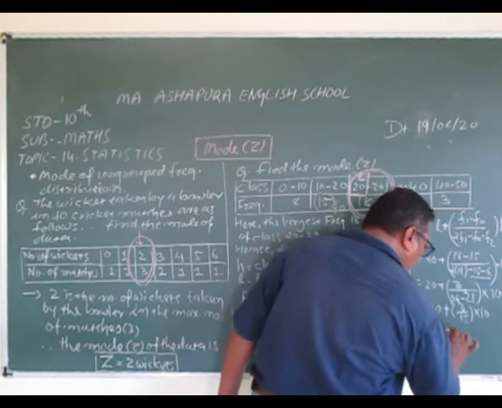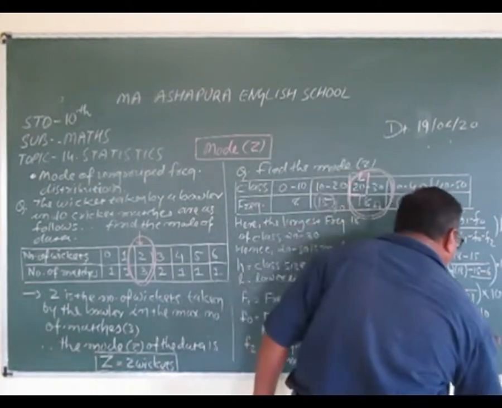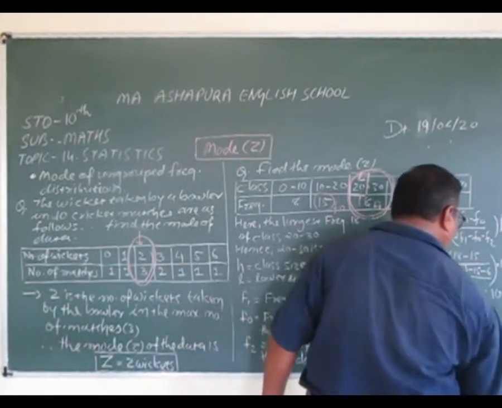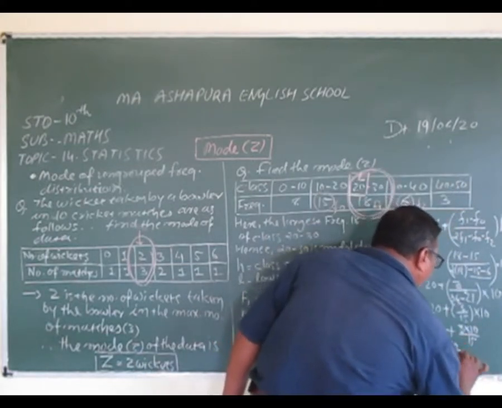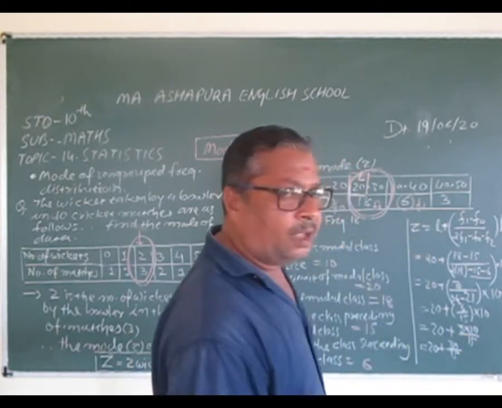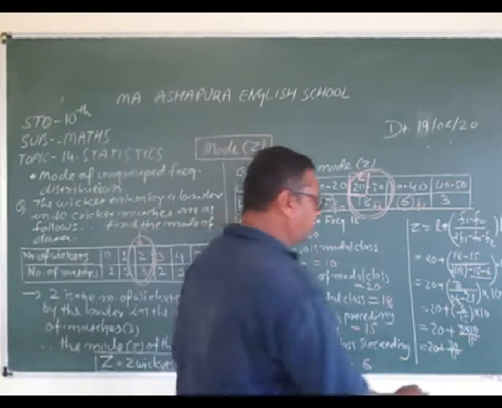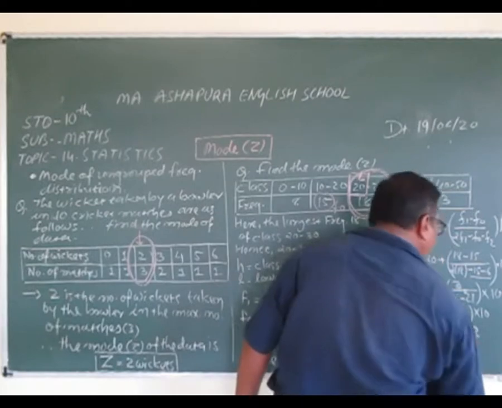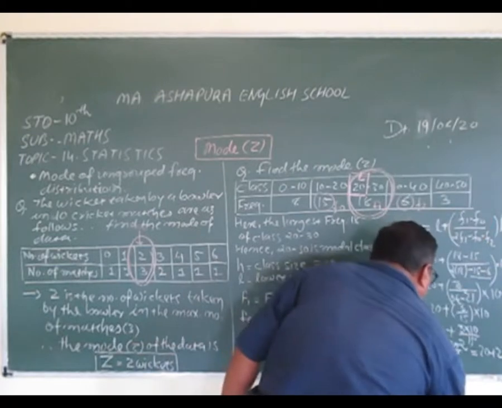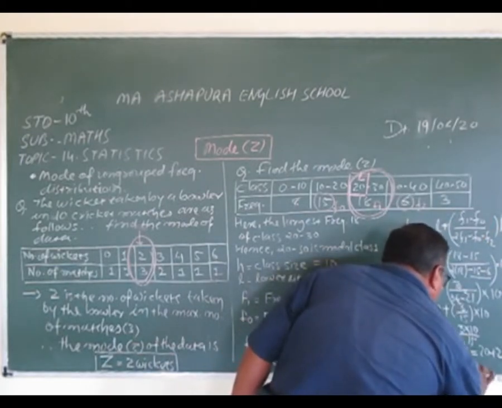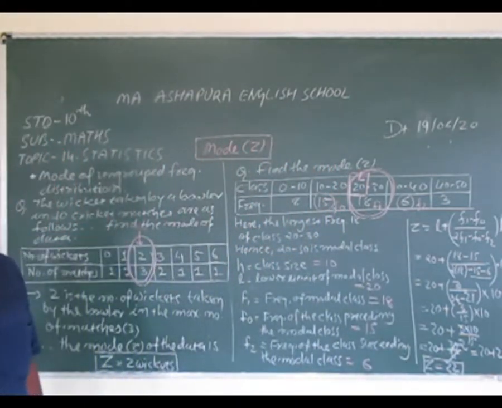So now 20 plus, bracket over, and 3 multiplied by 10 upon 15. 3 tens are 30. So 20 plus 30 by 15. 15 twos are 30. So finally we get 20 plus 2, which is 22. Therefore the mode is equal to 22, which is our final answer.